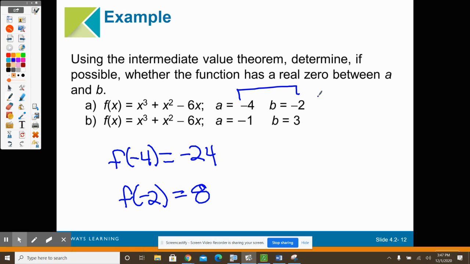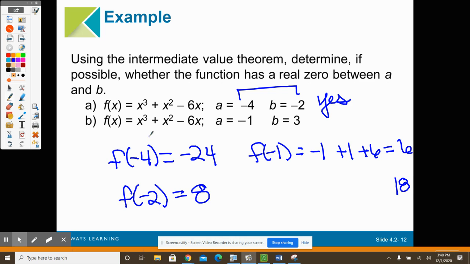So one's negative, one's positive. Is there a zero between there? Yeah, there has to be. Does it have a real zero between there? Yes. On this next one, if you plug in negative 1, you get negative 1 plus 1 plus 6. That's 6, which is positive. Plug in 3. I'll do that one with my calculator. 3 to the third plus 3 squared minus 6 times 3. And I get 18, and that's positive. So they're both positive. So is there a zero? Don't know. Maybe. Don't say no. You say, I don't know, or not enough info, or maybe.